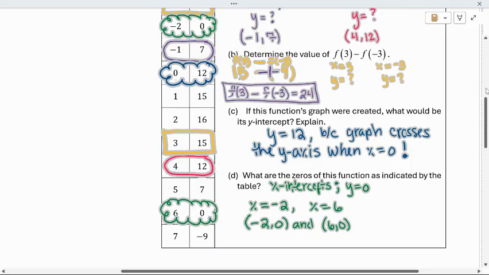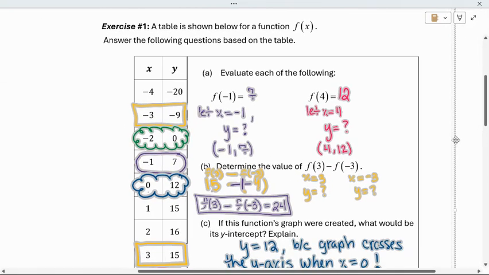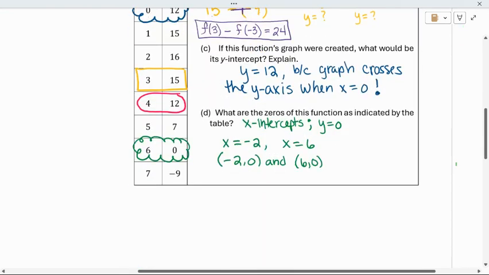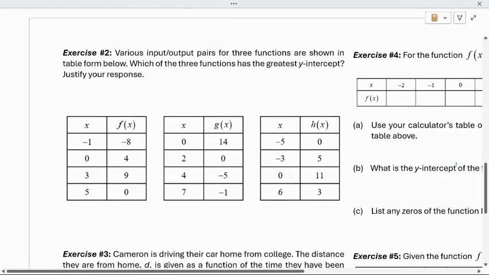Okay, let's turn our page to example number 2.